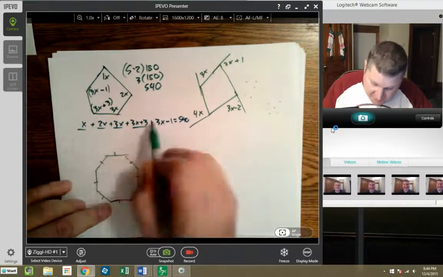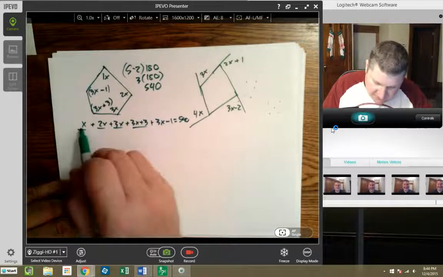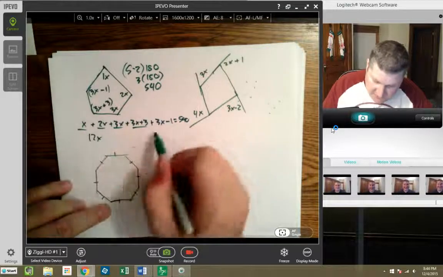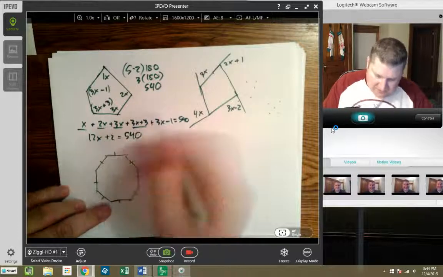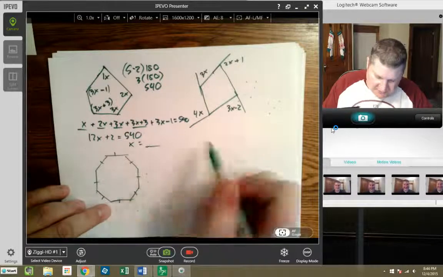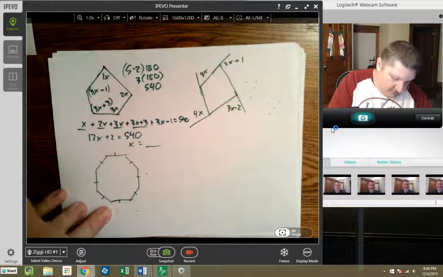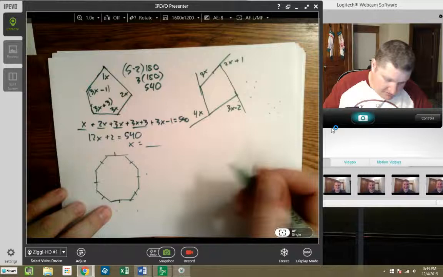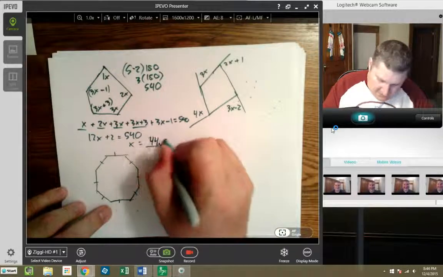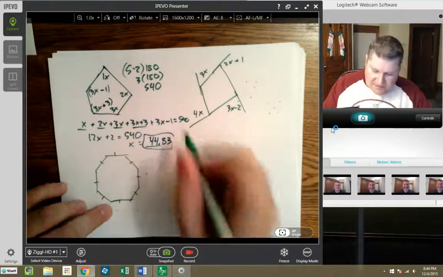And so put them all together. I have 6, I have 9, I have 10, I have 12x. 12x plus 2 equals 540. And you finish solving and you get x by itself. So 540, 538, 538 divided by 12 is 44.83 would be x in this case.